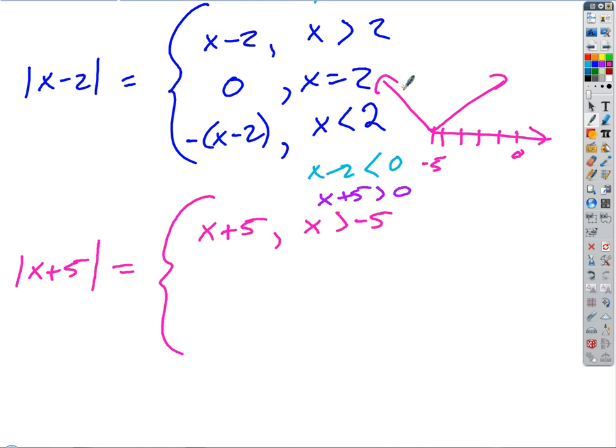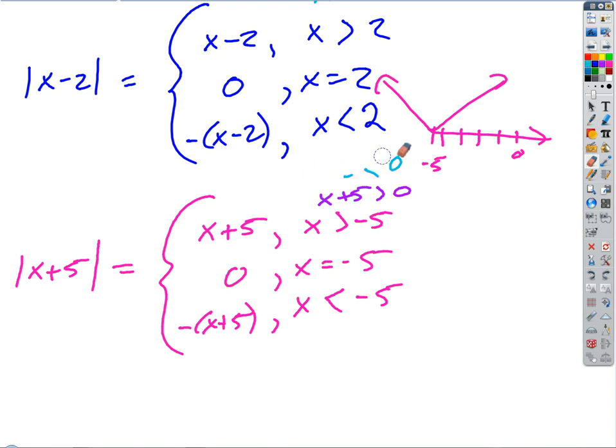Because we know absolute values are v's, this one opens up. Not that we even have to know that, but if you just want to reconcile why it's turning out like this, well, that's what the graph is. We're just over on this side where the slope is positive. It equals the opposite of x plus 5 when x is less than -5, and it equals 0 when x equals -5. Okay, so let me clean that up just a little bit, and we'll push these two pieces together.